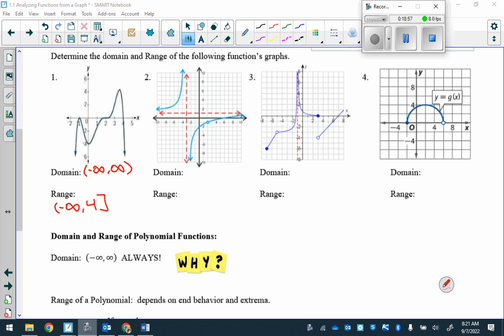Any ideas? Go ahead. Okay. Any ideas? So move your pencil left to right. Okay, so you're looking at this as a whole.